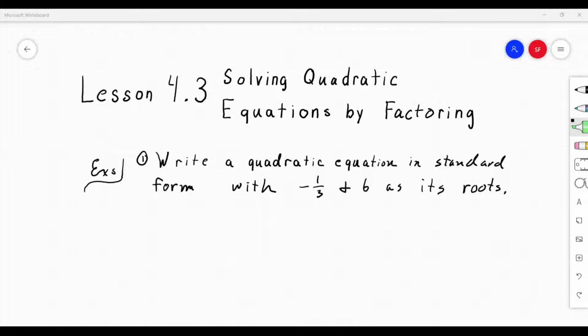Okie dokie. All right, so we were doing a problem. This is as far as we got, which is great.